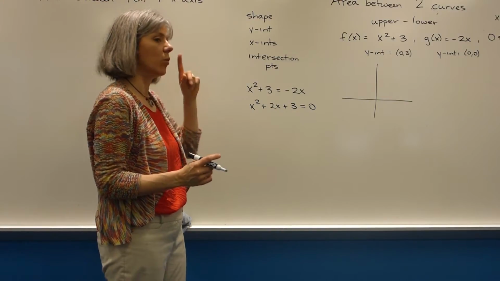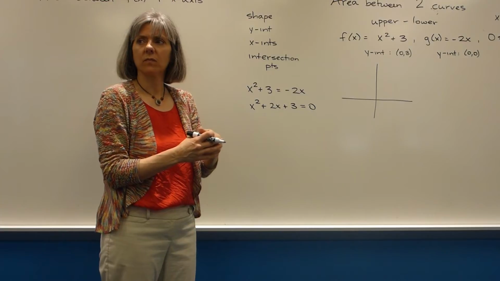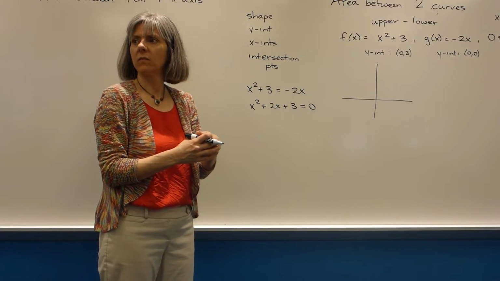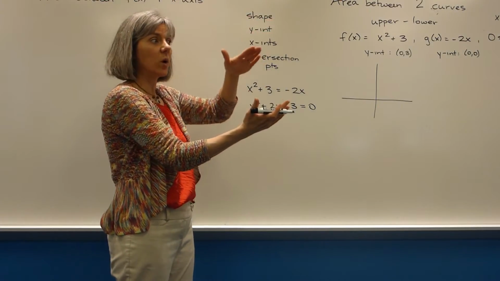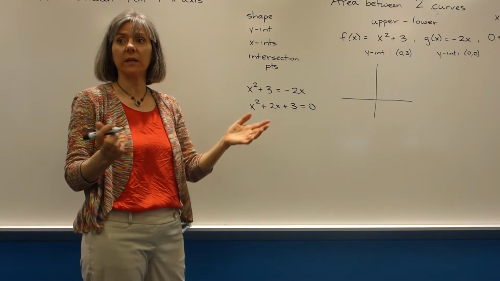So that means that, what does it mean if there's no intersection point? They don't intersect, right? So one curve is entirely above the other forever. So we just need to figure out which one it is.